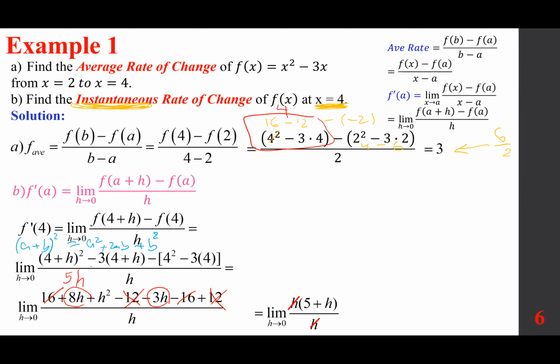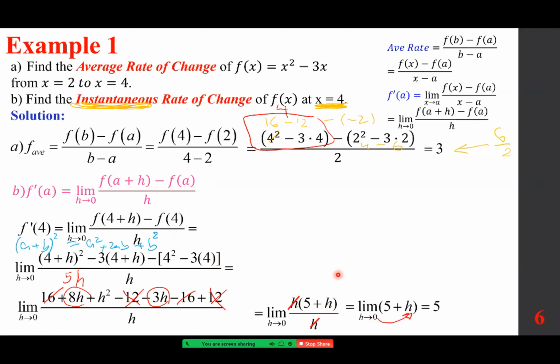So the limit as h approaches 0 of 5 plus h, now it's time to plug in, and we observe the answer is 5. Notice the limit sign remains all the way to the end, or you can simplify this expression and then put the limit at the end and evaluate. So you can simplify this expression all the way to get to 5 plus h, and then apply the limit.